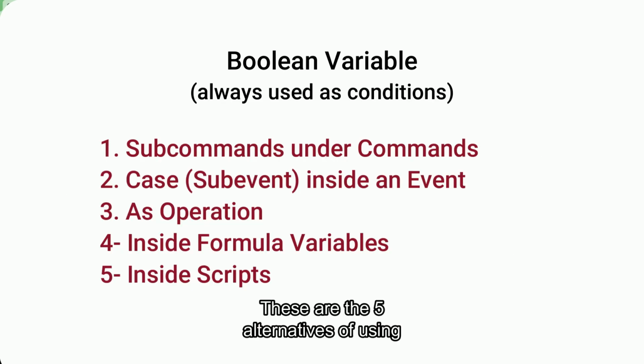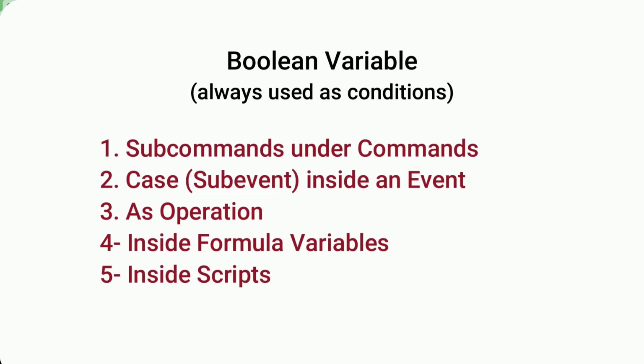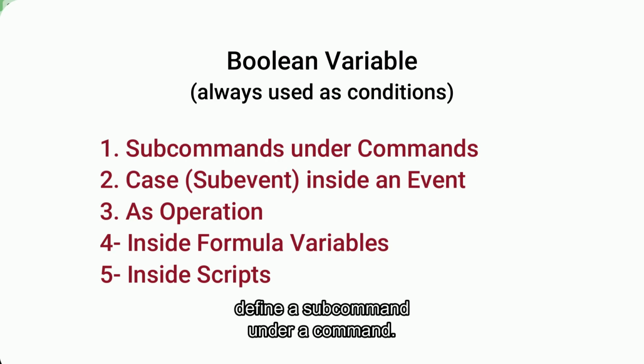These are the 5 alternatives of using Boolean variables inside Monospost Developer. Boolean type variables are always used as conditions. By using them as conditions, you can define a subcommand under a command. You can define a case, or in other words sub-event, inside an event. You can even define a new operation in the operation tree. You can also use them again as conditions inside formula variables. And also in scripts.